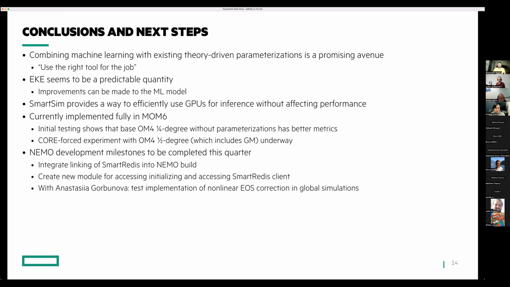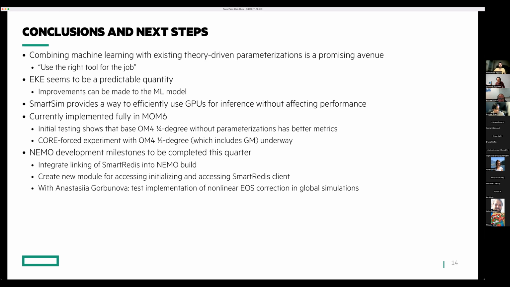In terms of NEMO development, we have slated to work on it a little bit more closely in the next quarter or two. This is largely work that I'm doing to figure out the right places to include SmartRedis in the NEMO build, making a new module for NEMO so that others can also initialize and access the same SmartRedis client. But as Al said, a lot of this code is actually relatively small. The implementation that we did in MOM6 is probably about 120 lines of code, 80 of which is just calculating these features. So maybe 40 lines of code related directly to SmartSim. It's not going to be a very big module, but should be fairly accessible.